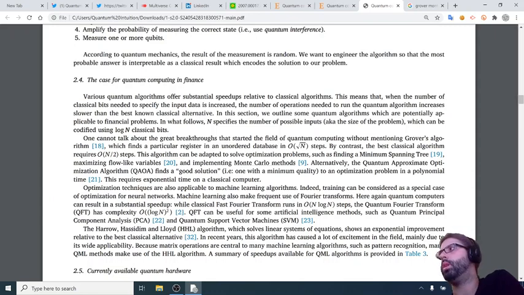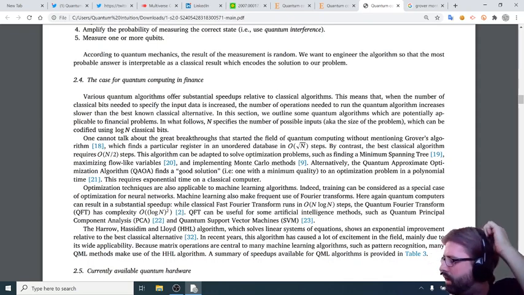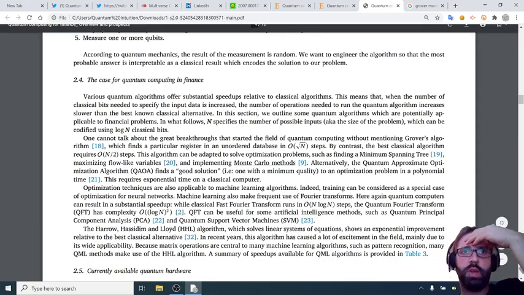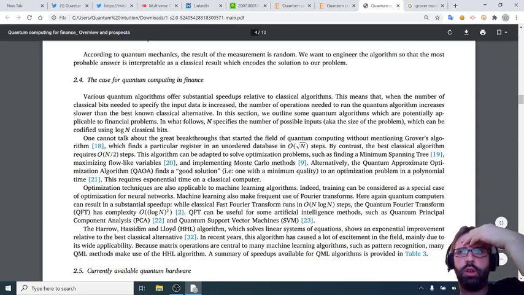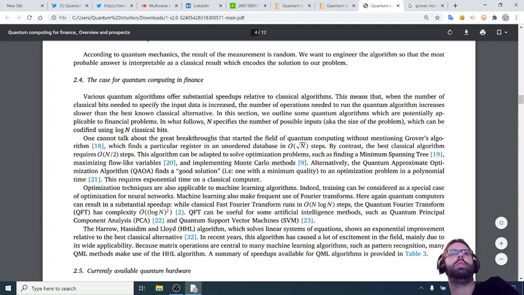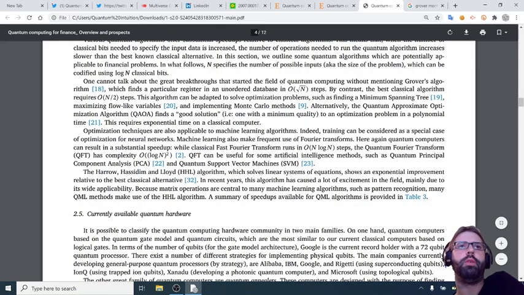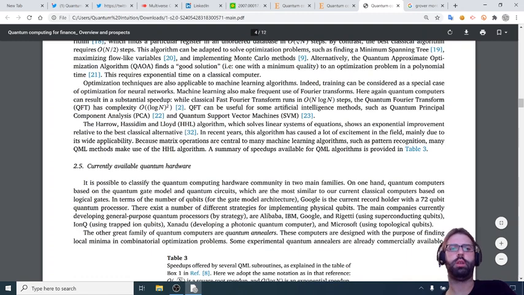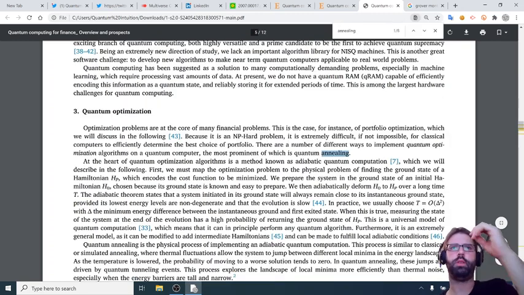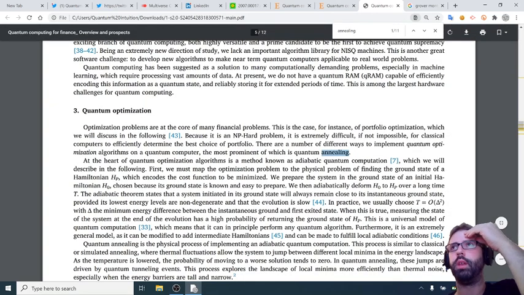How? I don't know. Because matrix operations are central to any machine learning algorithm, blah, blah, blah, blah. Okay. But it's interesting that there's no mention of annealing in here, at least in this 2.4. Like, these annealers. Oh, there was something in there.